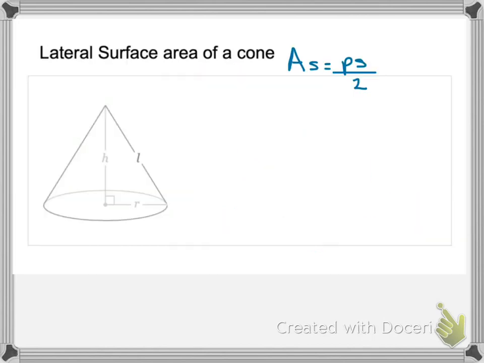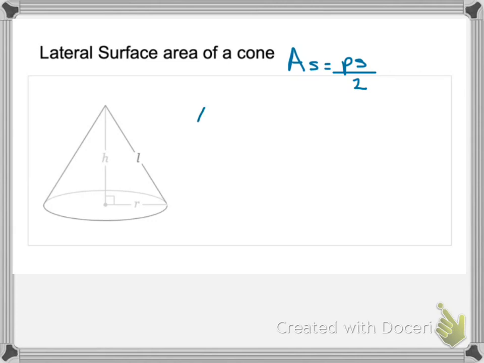Okay, now we're going to talk about lateral surface area of a cone. I told you this A sub s equals PS divided by 2 will work, but let me show you a different formula just for a cone. This still applies, but let me show you why it's different.